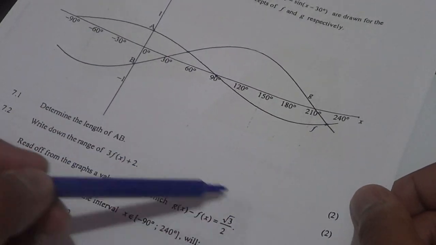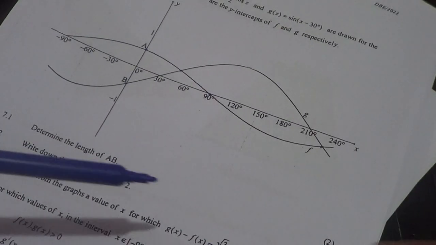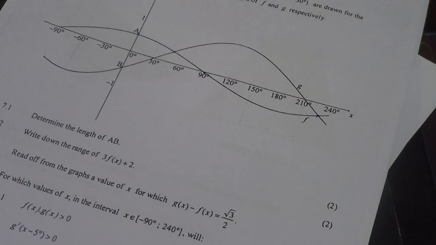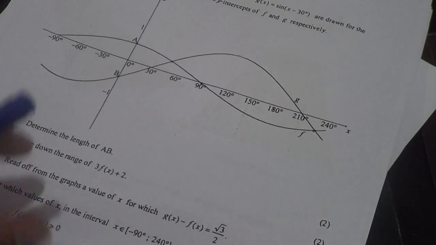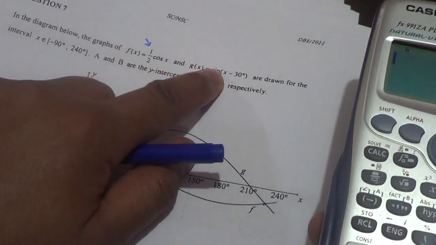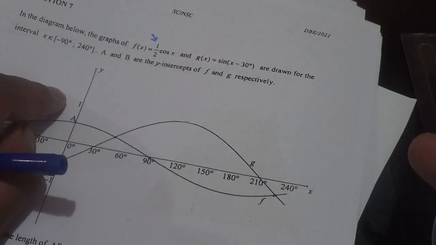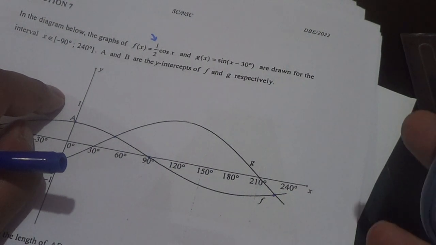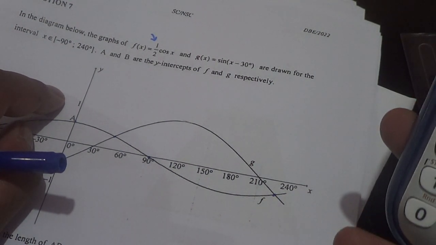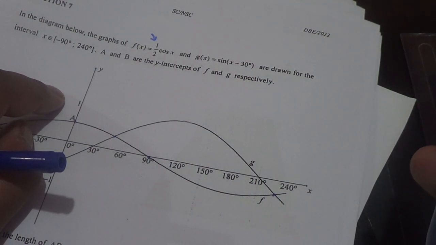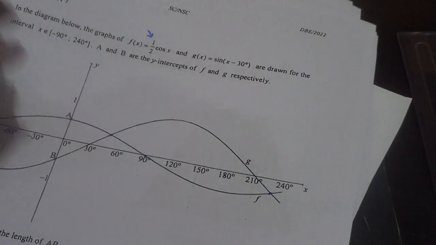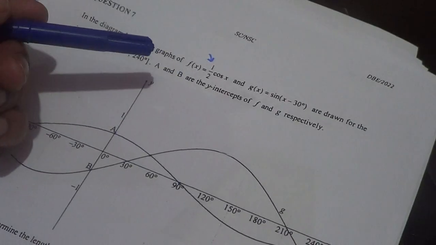Then let's find out what would be g of x. Is it not going to be the same value as what we are looking for? Think about it. G of x is x minus 30. So we know that 90 minus 30 is 60, and we know that sine of 60 is root 3 over 2. It's very easy. So do you see it's like that? So in this area right here.